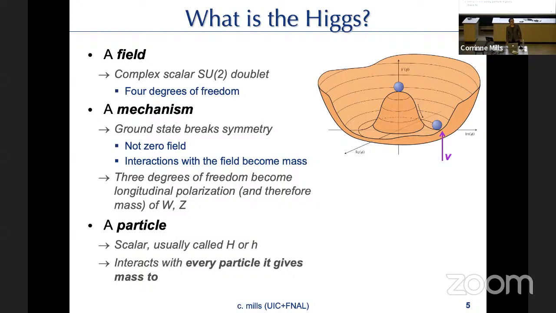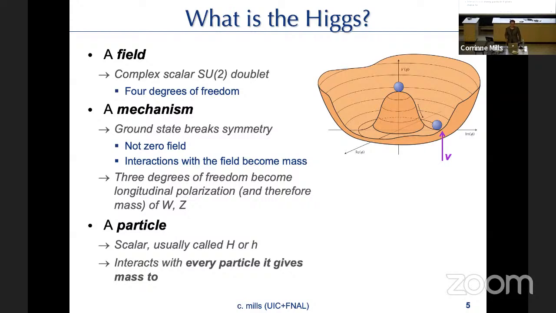That is easy to say, and if you actually think about it, it is kind of odd, because imagine if the electromagnetic field did not have a zero ground state. There would be a preferred direction in the Earth. So it's not zero field, so there's no direction. Interactions with this become the mass of fundamental particles. And three degrees of freedom become the longitudinal polarization of the two W's and the Z.